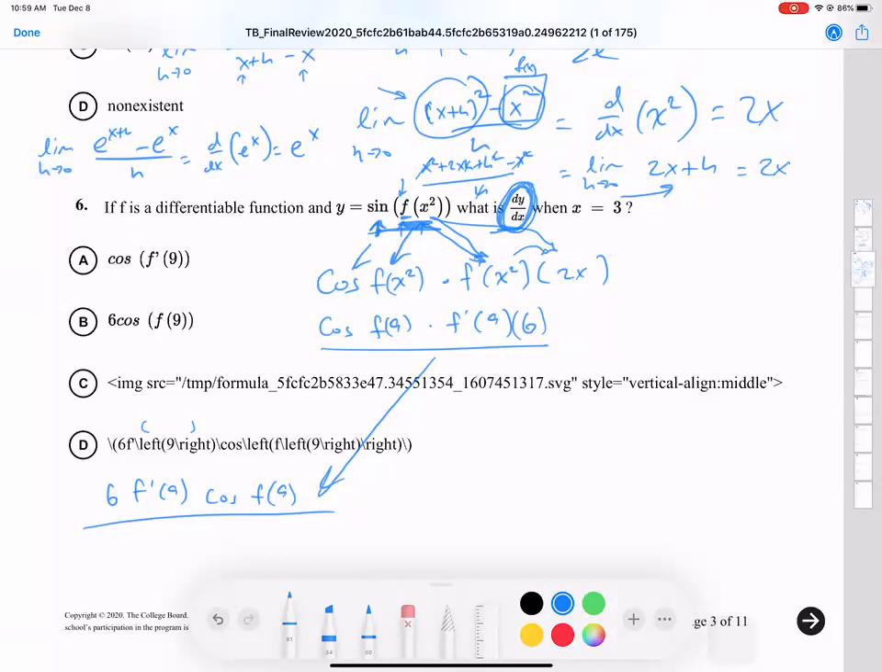Now this is why the AP test is more confusing, because they don't just say take the derivative of dy/dx. They give you a situation. The situation is we have a differentiable function. You can take the derivative of f, so that when you take the derivative of f, you get f prime.